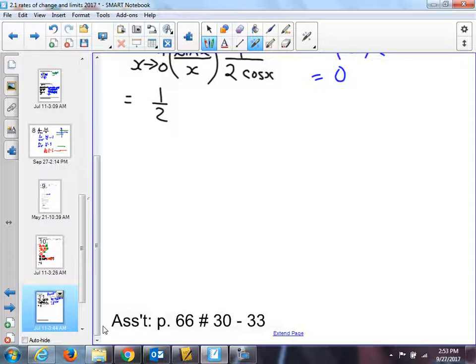But use a graphing calculator to look at those. And then you can try to apply your new rules, right? If you wish, you could do those either way. You're getting plenty of practice with sines and cosines.